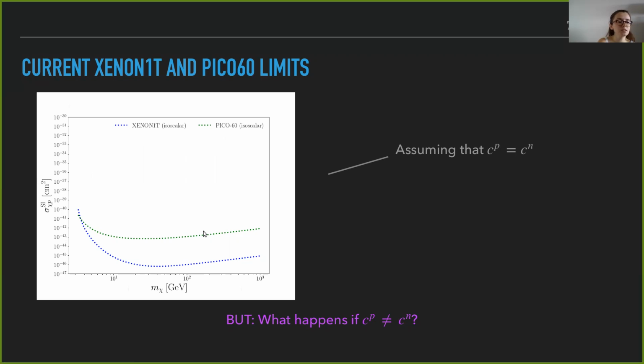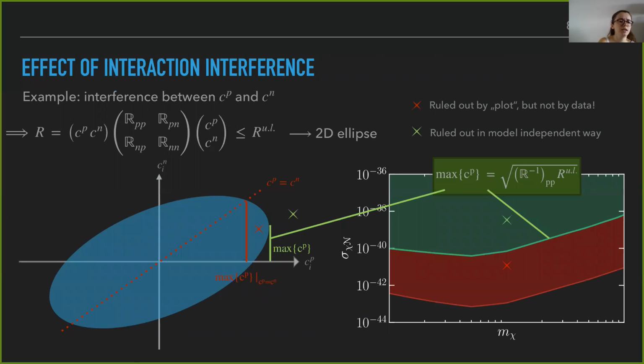But the problem with this is that those collaborations typically assume that dark matter couples equally to protons and neutrons. But that is a very specific assumption. And here the question might arise, what happens if CP is not equal to CN? To understand this better, we consider a simplified example, meaning dark matter couples to protons and neutrons, but we only have one single operator and not the whole set of 4 or 14 operators.